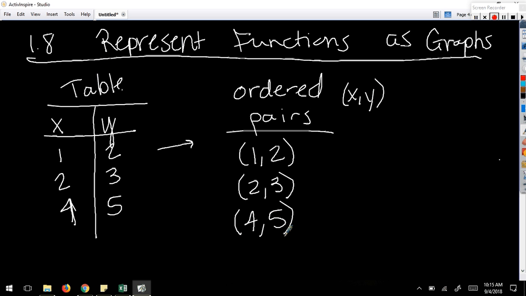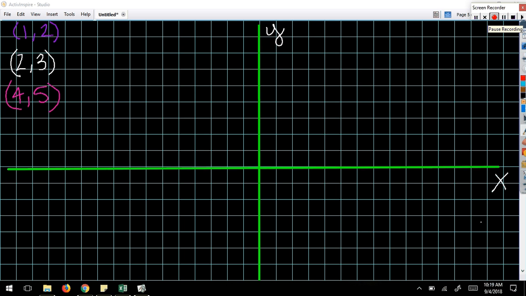So, yes, we have these ordered pairs, and everybody seems to remember the ordered pairs. But now the question is, can you take these ordered pairs and put them on a graph? Yes, we are. All right, so remember, your points are in the form X and Y, okay? So the first number is X, the second number is Y.